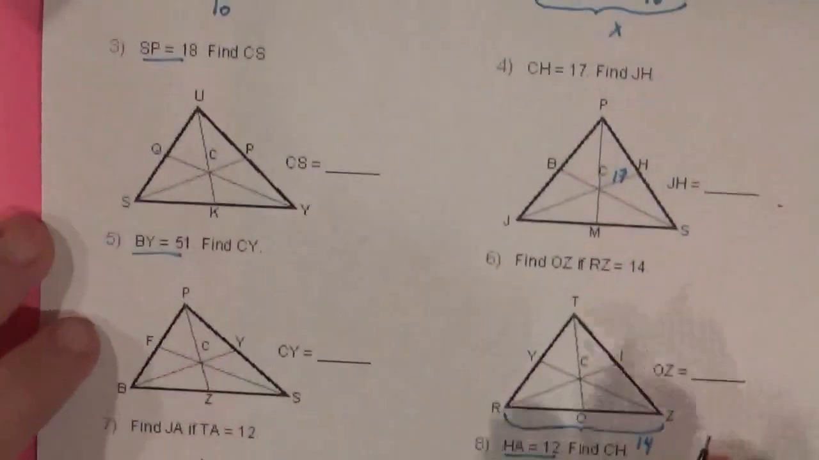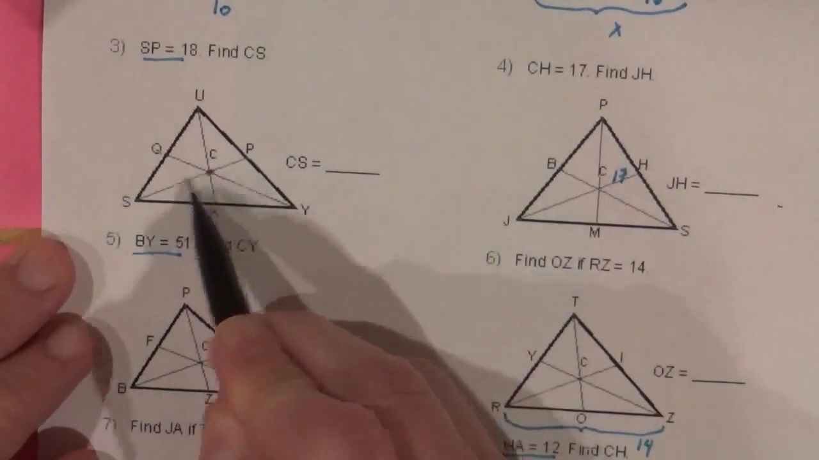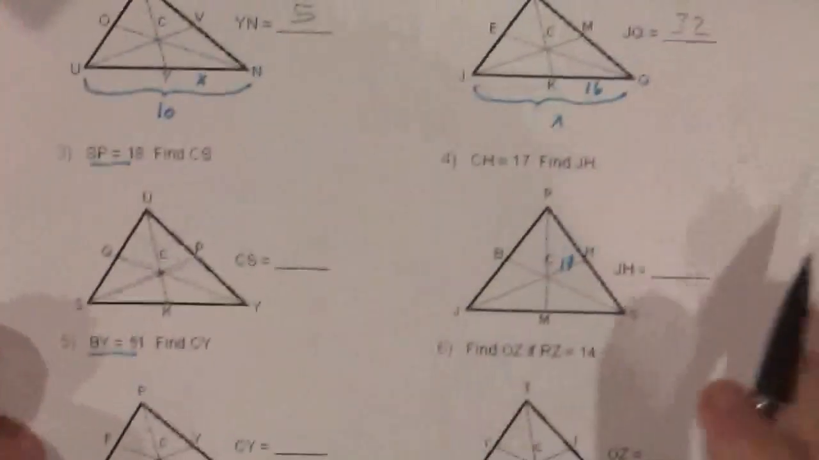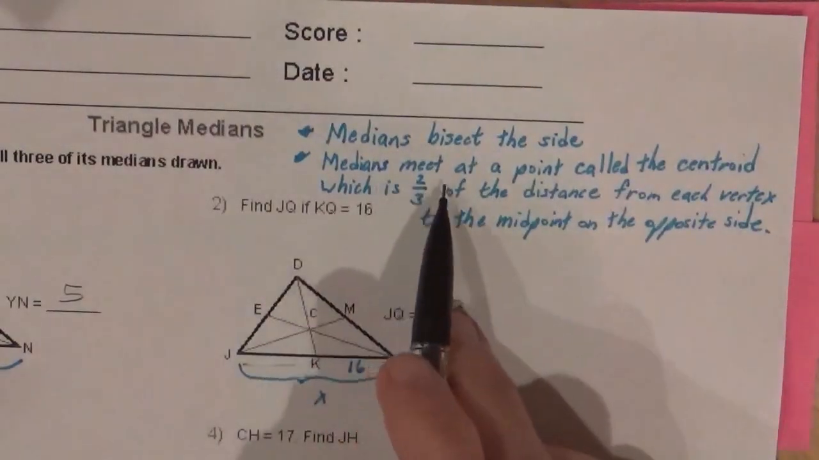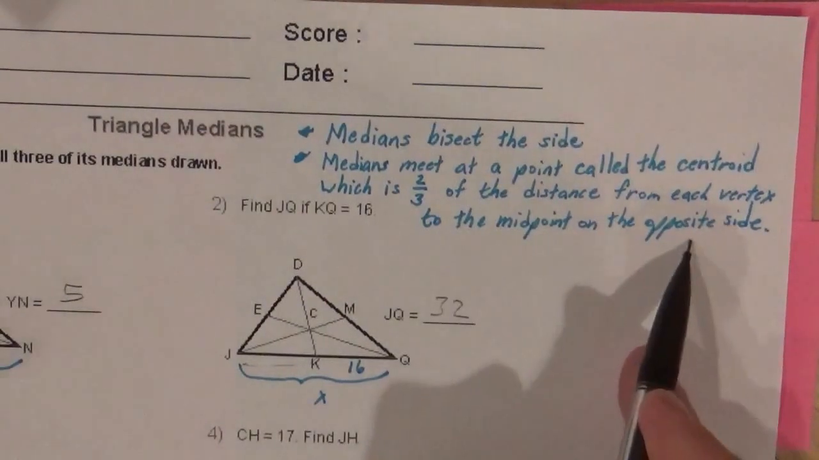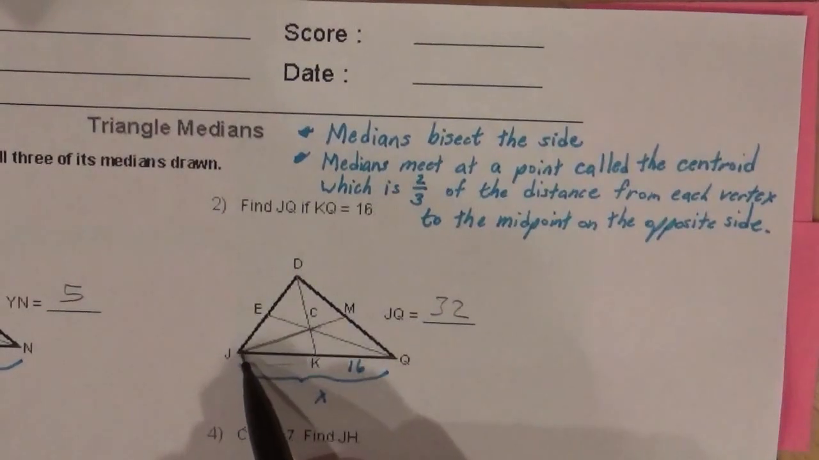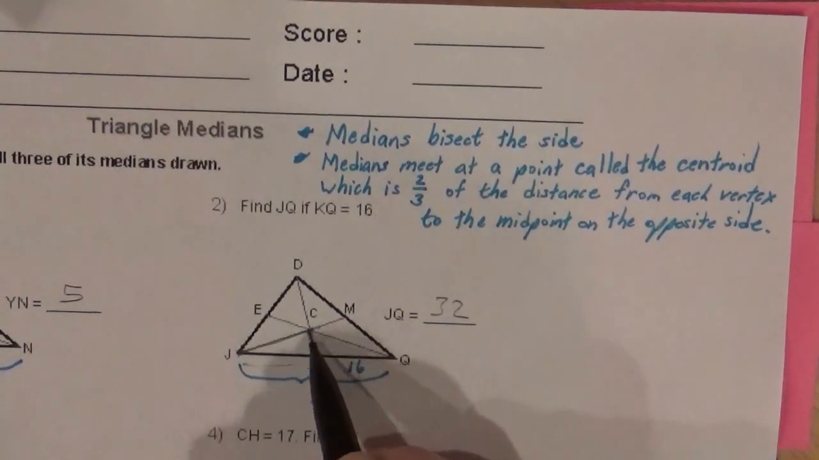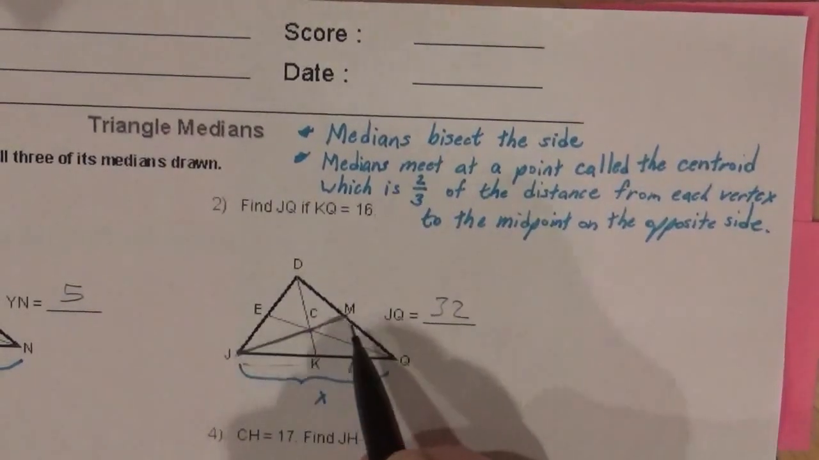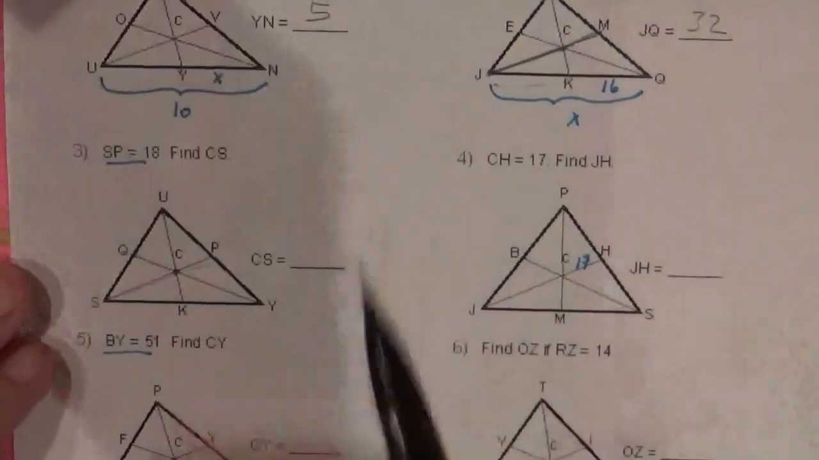Now the other ones have to do with this point here, which is that point of concurrence of all those medians, and we call that point the centroid. And there's this fancy theorem that medians meet at a point called the centroid, which is 2/3 of the distance from each vertex to the midpoint on the opposite side. So this point is 2/3 of the distance from the vertex as it is to the midpoint on the opposite side. So this whole length, this is 2/3 of that length. Anyway, it'll be more clear when we do stuff.